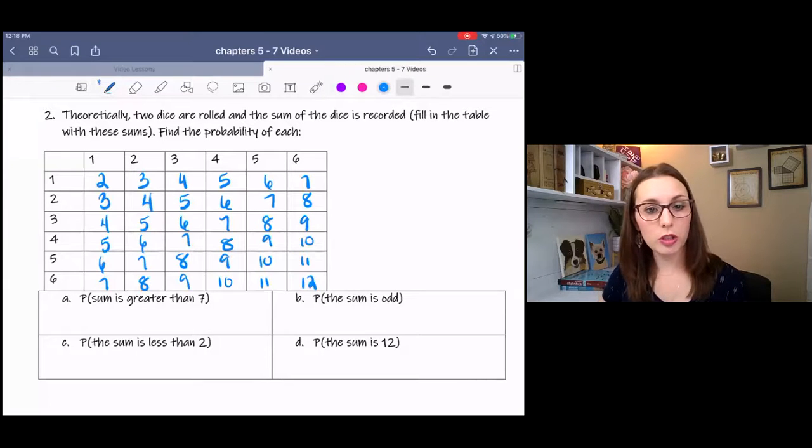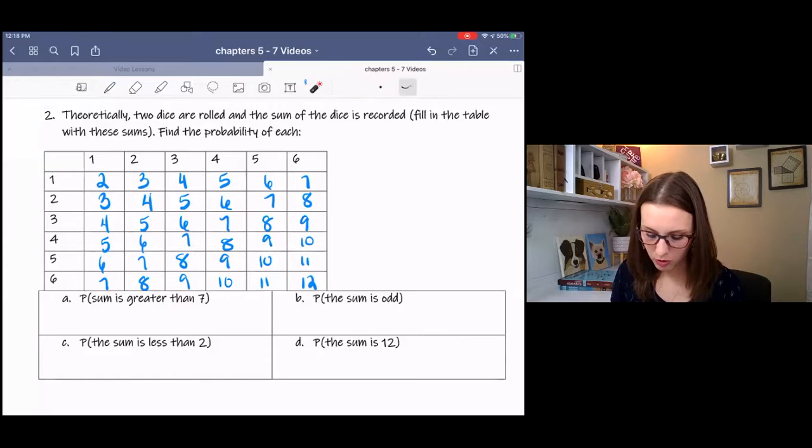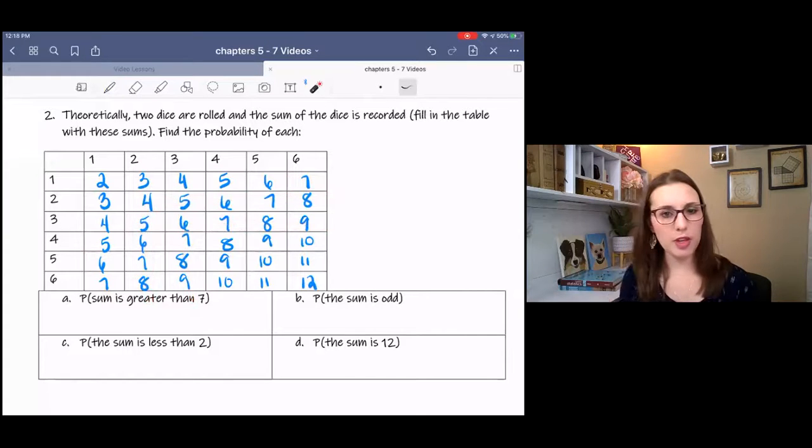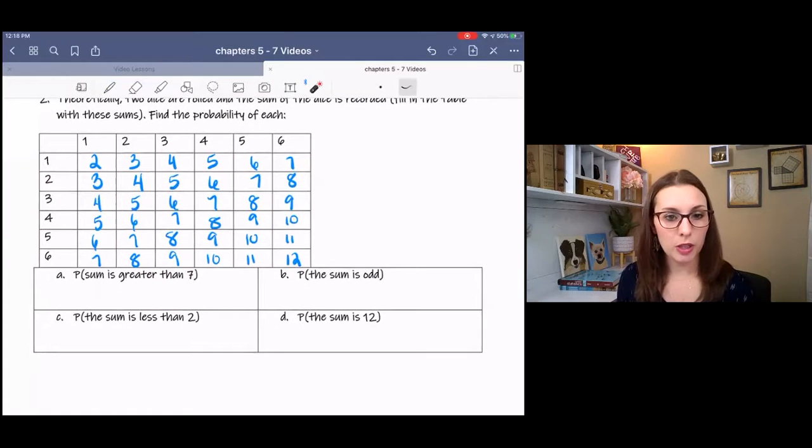Your table should look like this. You might have noticed some patterns as you filled out your table. On the diagonals, we have the same numbers. Across, we're going 2, 3, 4, 5, 6, 7, and then down 2, 3, 4, 5, 6, 7. So if you filled it out with patterns, that's fine too. And then we're going to find the probabilities below. So you might want to pause it and try it and then come back.